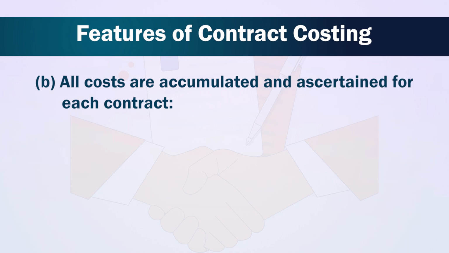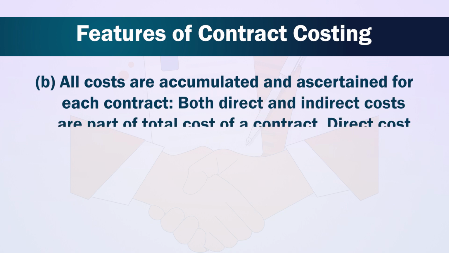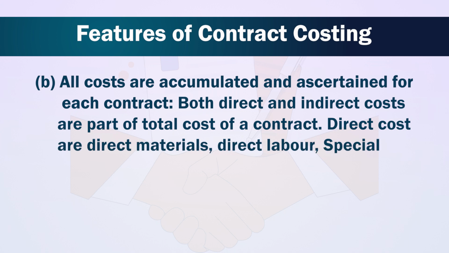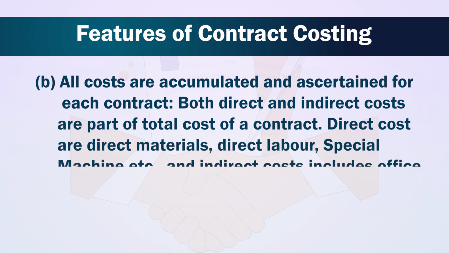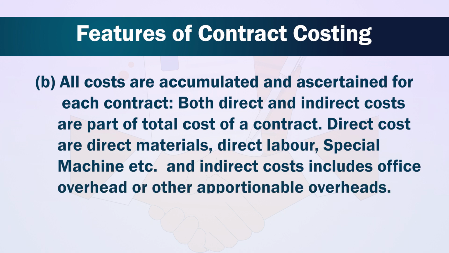Second, all costs are accumulated and ascertained for each contract. Both direct and indirect costs are part of the total cost of a contract. Direct costs are direct materials, direct labor, special machines, etc. And indirect cost includes office overhead or other apportionable overheads.